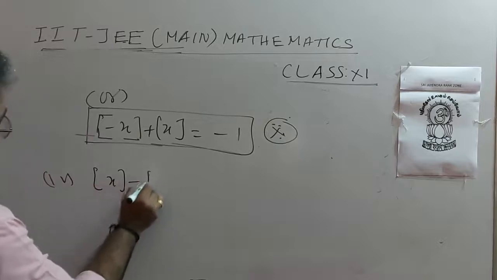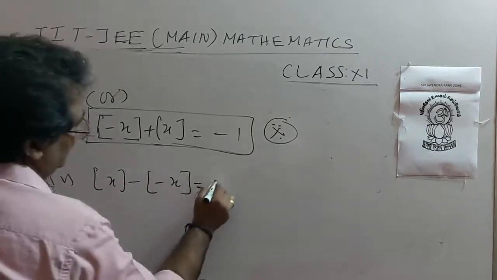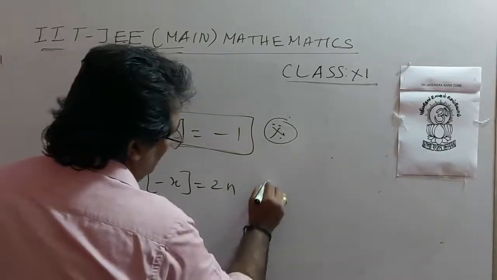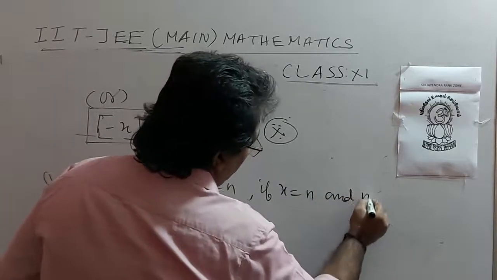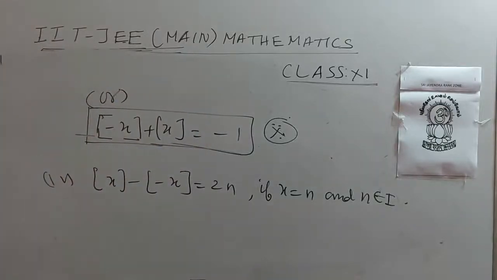[x] plus [minus x] equal to 2n, if x equal to n and n belongs to I.